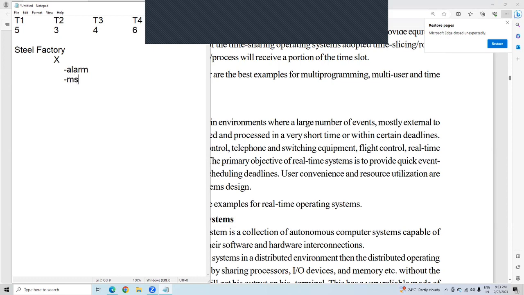Then certain messages have to be sent to the departments who are going to handle such a critical situation, right? And one more thing, to cool it immediately, if any systems are there, they have to be started automatically, right? To handle such things, real-time systems will be there.